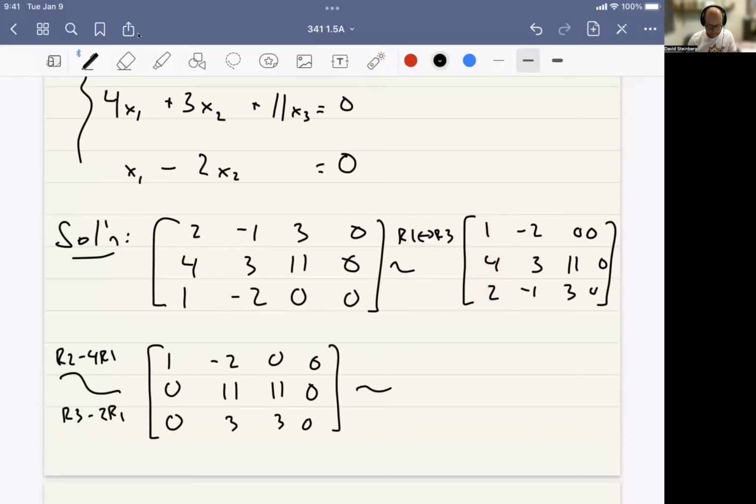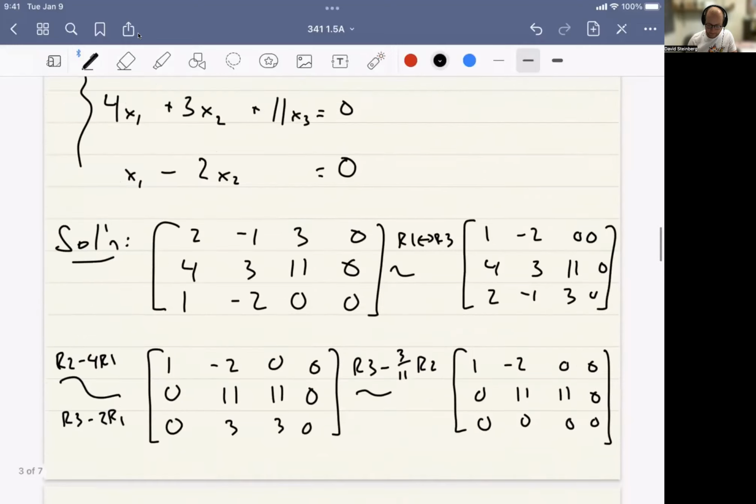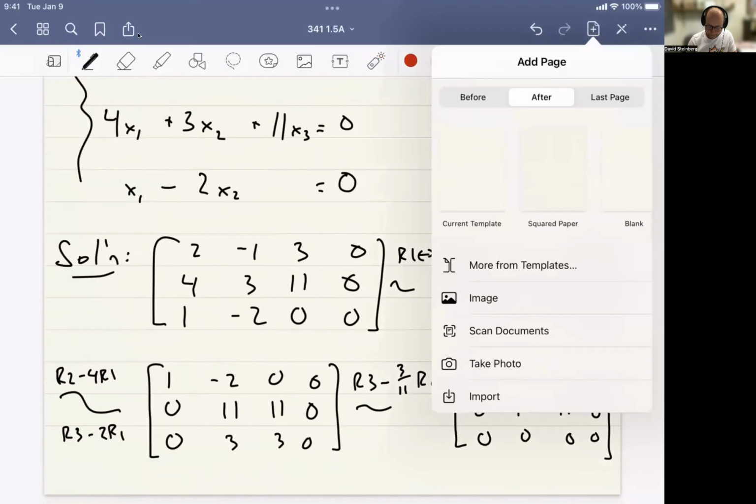Then let's do row 3 minus 3 11ths row 2, which looks terrible. But what's going to happen is we get 3 minus 3 and then 3 minus 3. So our first row isn't changing at all, our second row isn't changing, and our third row is all zeros now.